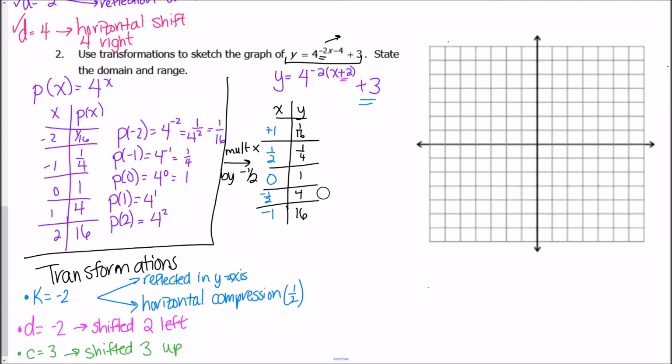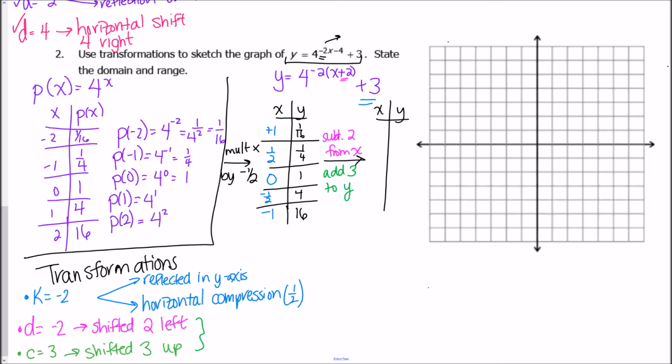Okay? Now that I've done that, the next thing I'm going to do is my shifting right here. This pink piece is telling me that I need to subtract 2 from x, and then the green piece is telling me that I need to add 3 to y. So I end up getting the following values right here.